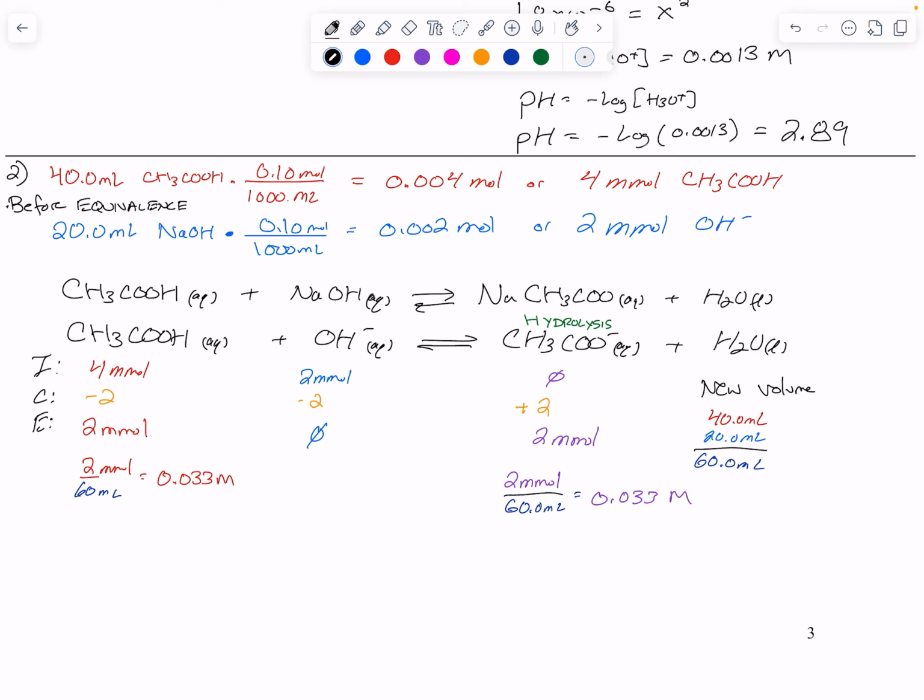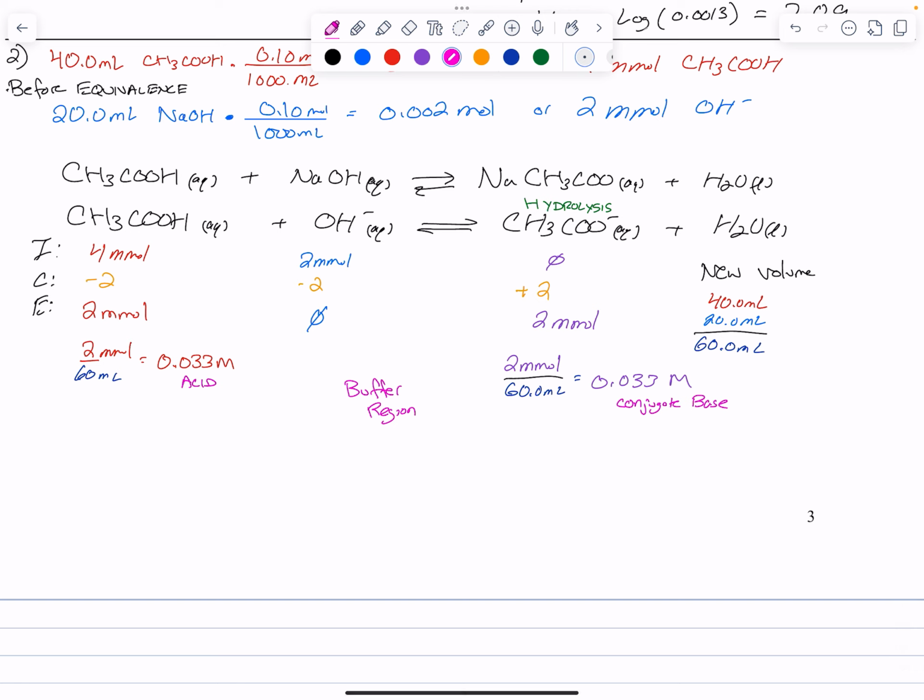And because we have acid and conjugate base in solution, that means we are in the buffer region. We can use Henderson-Hasselbalch. Remember that is pH equals pKa plus the log of your conjugate base, in this case acetate, all over acetic acid.